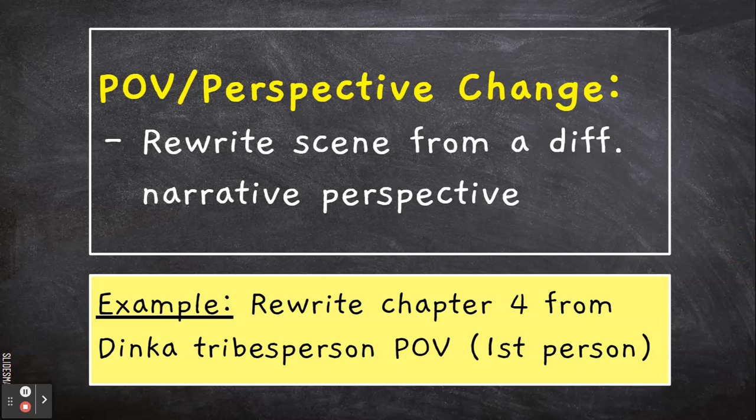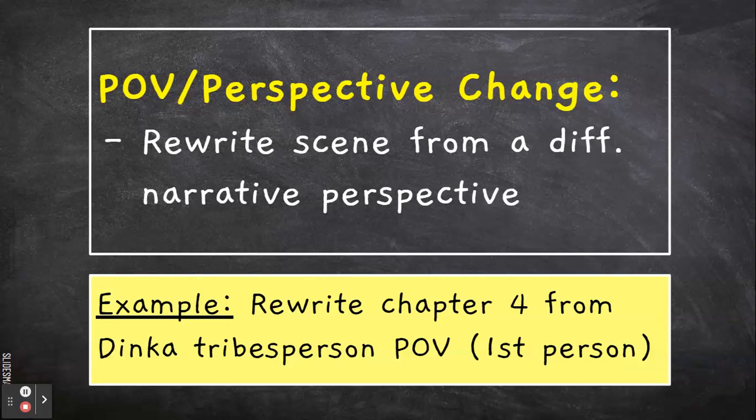That's the pacing. For the narrative writing, remember, you're going to have a prompt like this. Rewrite a scene from a different narrative perspective. This prompt is a point of view change. You see in the yellow box an example of a question you might have. So maybe you'd have a question like this. Rewrite chapter 4 from a Dinka tribesperson point of view in first person. Now, that's not the question you're going to have on the test. That's one we actually have already done in class. But that's the basic idea.